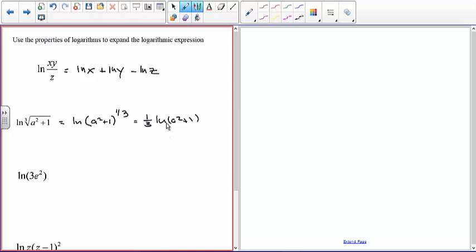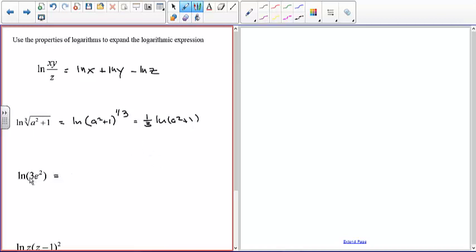Now the thing is that I can't do anything further here because this squared is not applied to the entire expression. So I couldn't change this to 2 times the natural log of a plus 1. If it was a plus 1 squared, the quantity squared, then I could. But in this case, the squared is just on the a term.